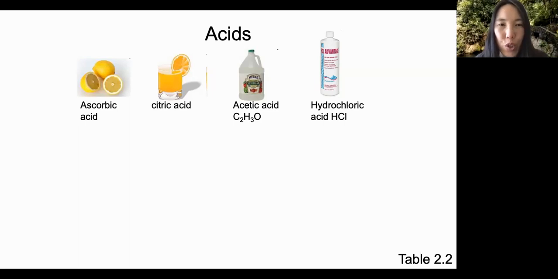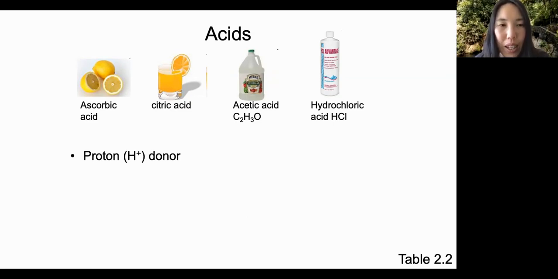We are going to review acids, bases, and pH. I've shown here some common household acids such as lemon, orange, vinegar, and cleaning solution such as HCl. What all acids have in common is that they are proton donors.